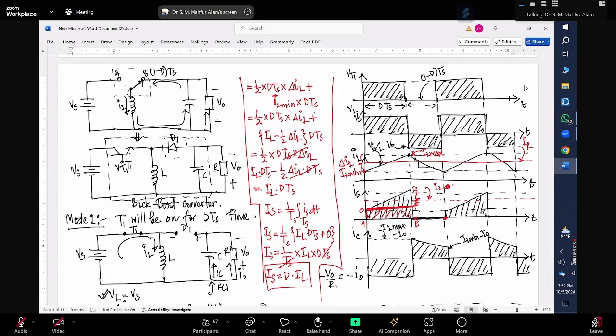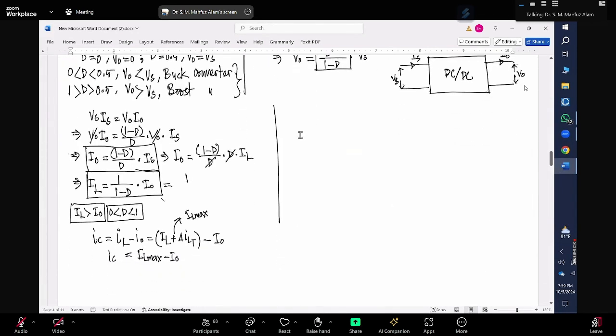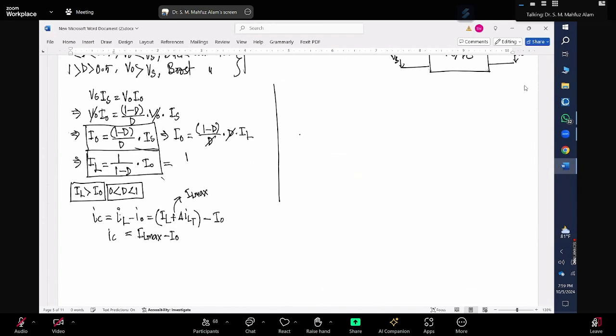This point is what? IL max, right? When the transistor T1 is turned off. So the moment the transistor is turned off, what was the inductor current? It was IL max, right? Yes, sir. And it says the capacitor current when the transistor is turned off should be IL minus I naught, right? Yes, sir. So what was the IL value when the transistor is turned off? IL max, right? Yes, sir. So what should be the starting point for the capacitor current?